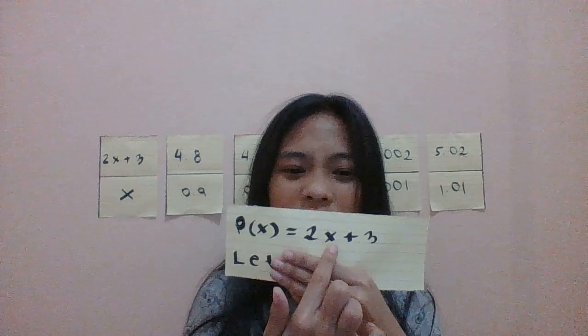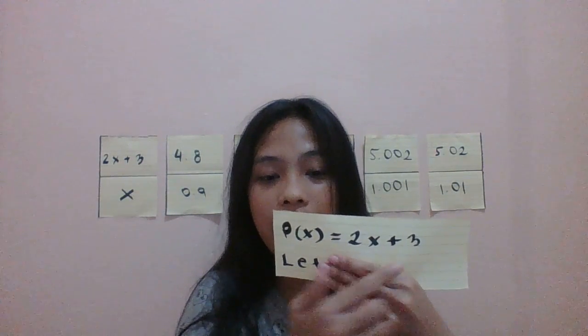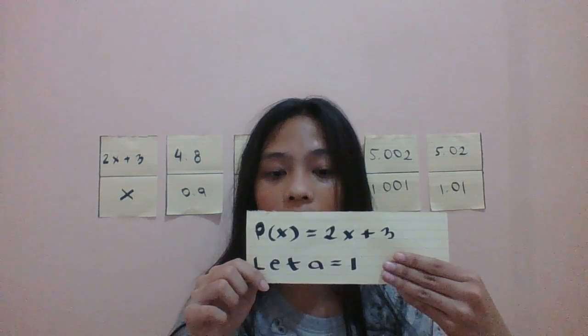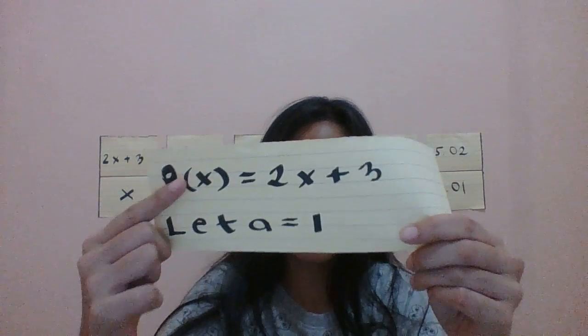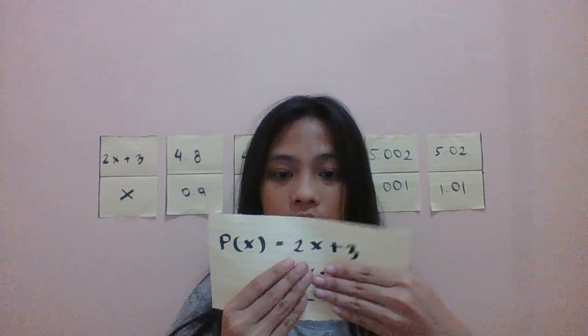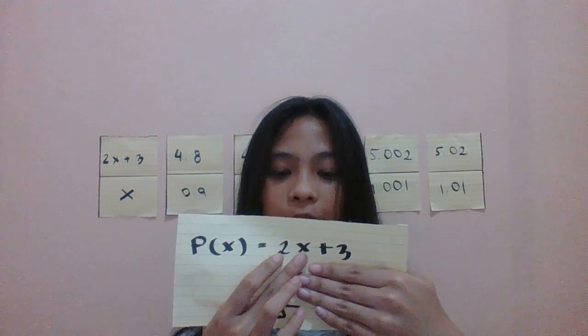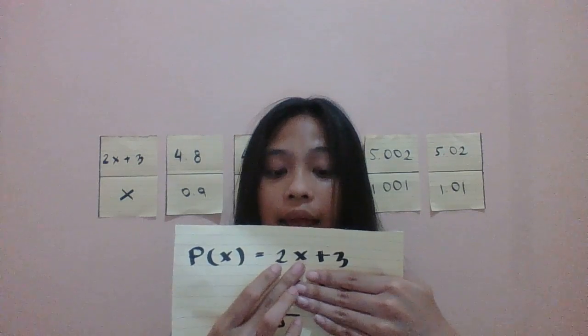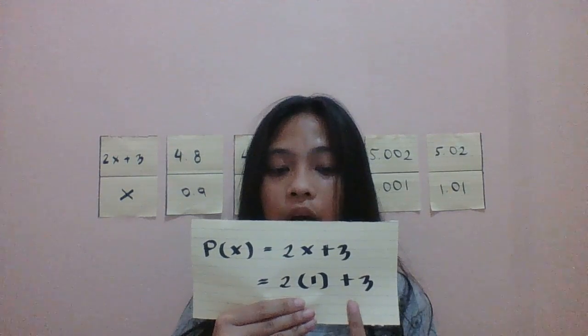So x here doesn't have any value. What we're going to do is substitute x by a, that is equal to 1. So let a be equal to 1, and we're going to solve this equation above. So here it is, 2x plus 3. Since x here doesn't have a value, we will substitute it by a, which is equal to 1. So here it is: 2(1) plus 3.